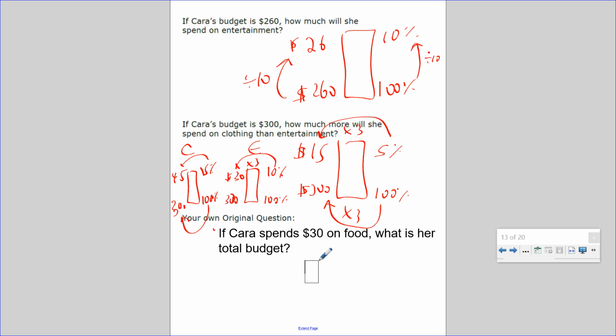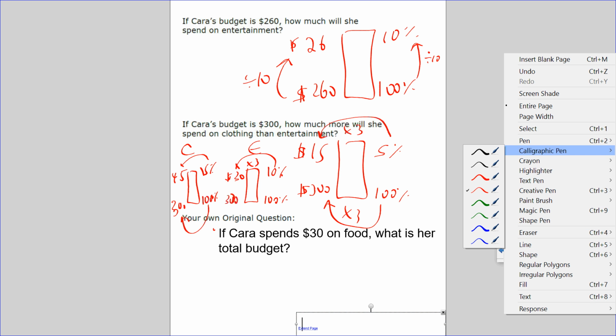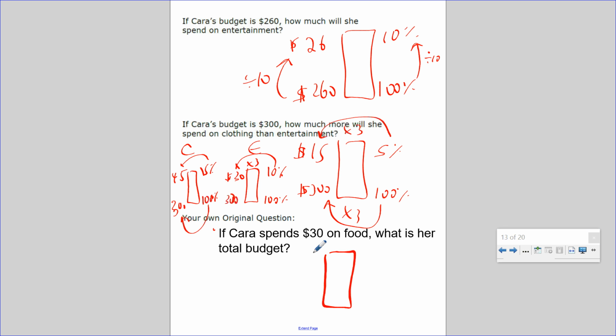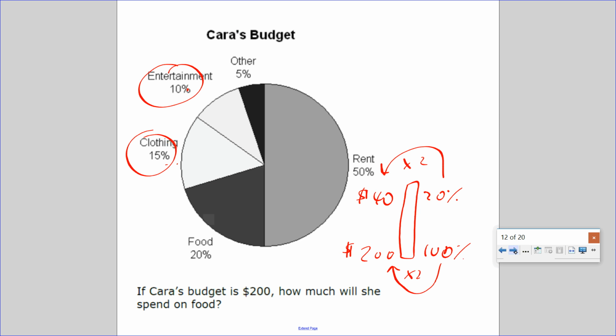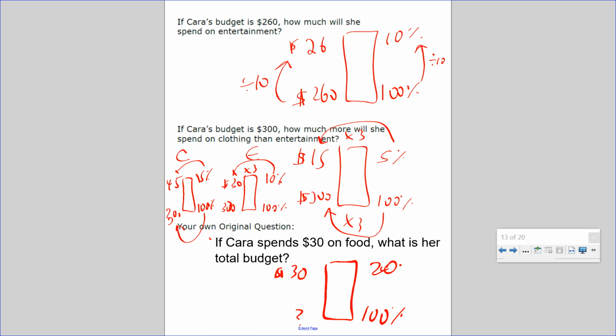So here's a percent bar. Let's do it again. So she spends $30 on food. What is her total budget? Do we know this amount, the total budget? We know she spends $30. And what percent is food? 20%. So 20% of her budget is spent on food, which is $30. So what is the relationship between 20 to 100? Times 5, times 5. So her total budget is $150.